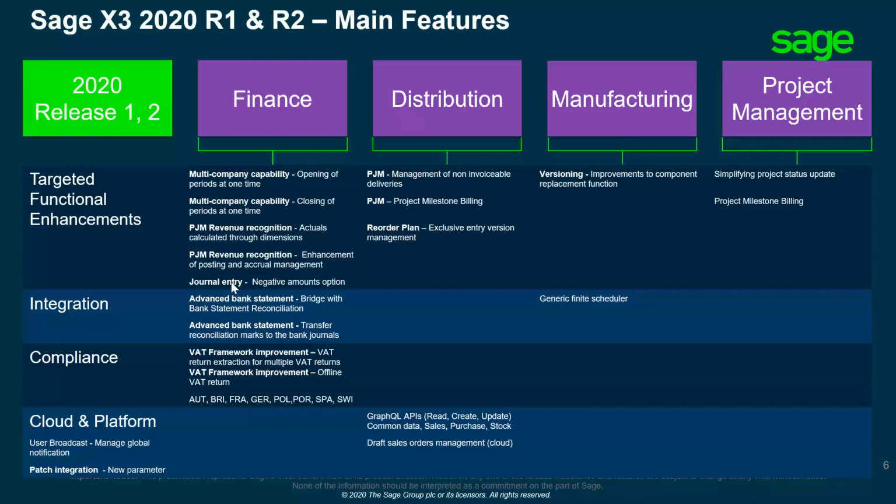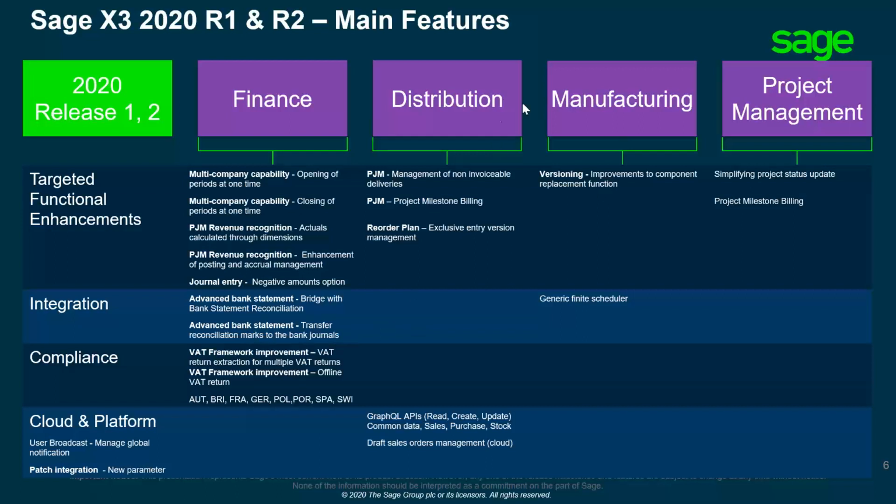Another very nice feature, a small feature in the journal entry: users now can manage negative amounts in the journal entry. Then for the integration part, we continue to deliver some improvements for the advanced bank statements.